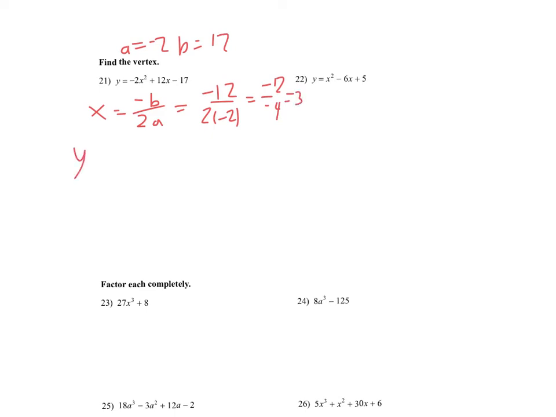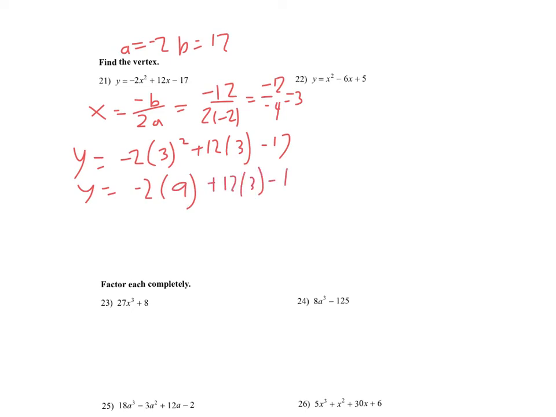So I'm going to plug this back in. We're going to take that x value we found, 3, and plug it in. We're going to use our PEMDAS here. So negative 2 times 9 plus 12 times 3. Do the exponents first. Then we're going to do the multiplication. All right. Now we'll add everything up.